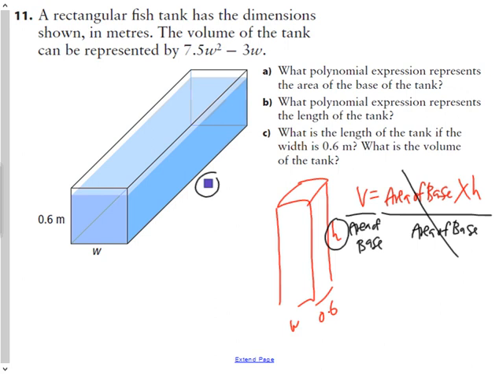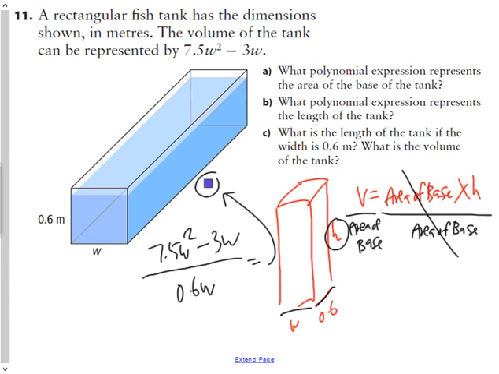Since the volume given was this polynomial, and the area of the base is going to be this times this, 0.6 times w is simply a coefficient of 0.6w. I can't multiply them together beyond that. It's a coefficient and a variable, and that's what it ends up being. So the volume divided by the area of the base will equal this missing dimension right here.